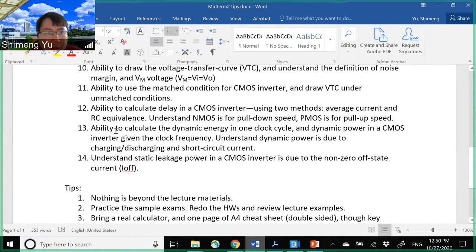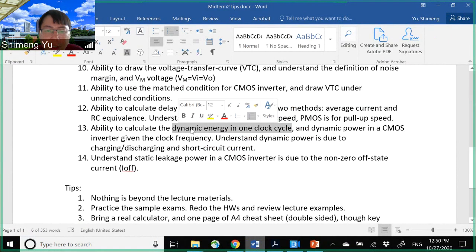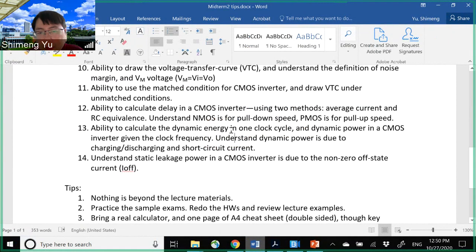And then to calculate the dynamic energy in one clock cycle. So this is a fixed number. Dynamic energy is the energy due to the charging and discharging of the load cap. And this is also caused by the short circuit current during the transition. So this dynamic energy is due to the input switching from 1 to 0 or 0 to 1. But no matter what, the dynamic energy will be C VDD squared in 1 clock cycle.